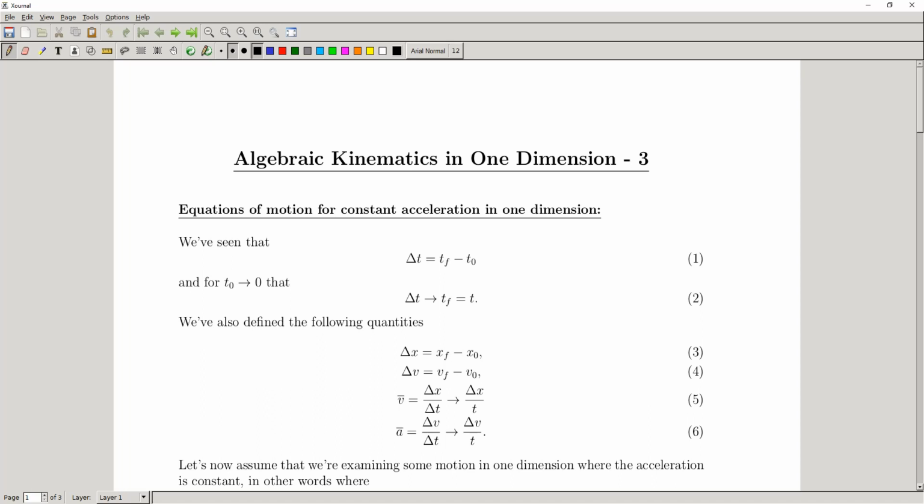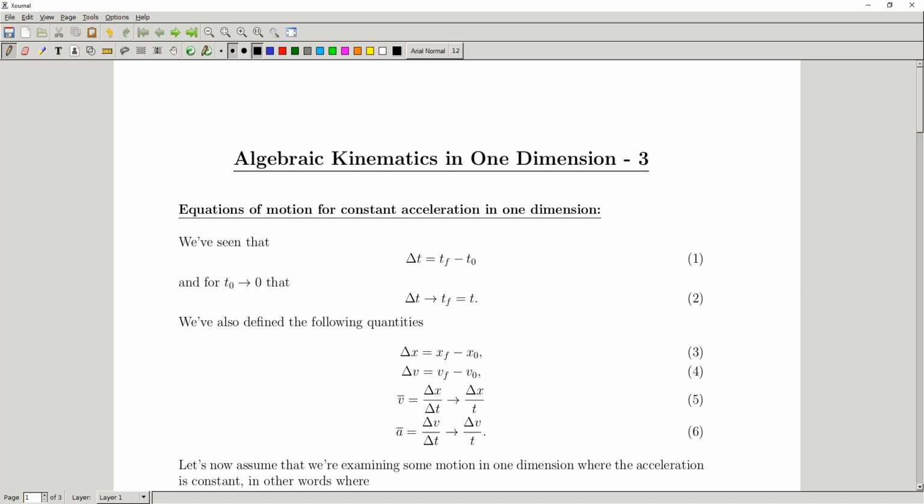Okay, in this third video in our series on 1D kinematics, we're going to be interested in deriving some equations that are going to help us analyze 1D motion. So we've already seen these equations here. We've seen this equation for the change in time. Maybe I won't highlight them all, but we've talked about how if we allow t naught to be set to 0, our delta t ends up just becoming t.